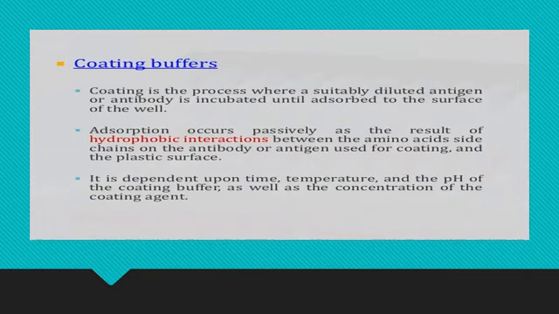أيضا يعتمد على temperature. Some experiment it is fine with 4 centigrade، يعني نحطها بالفريج. Other it is fine at 37 at room temperature. And also يعتمد على ال pH, the coating buffer, as well as the concentration of the coating agent. أيضا sometimes إذا نستخدم very low concentration ما حيصير عندي very good binding of the antigen with the antibody.